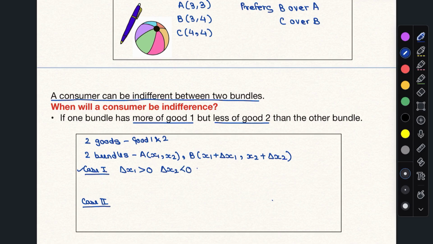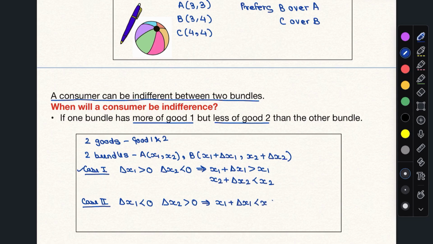If delta x1 is greater than 0, it implies that good 1 in bundle 2 is more than good 1 in bundle 1. But delta x2 being less than 0 implies good 2 in bundle 2 is less than good 2 in bundle 1. The other case would be where delta x1 is less than 0 but delta x2 is greater than 0. Here, good 1 in bundle 2 would be less than good 1 in bundle 1, but good 2 in bundle 2 would be more than good 2 in bundle 1.